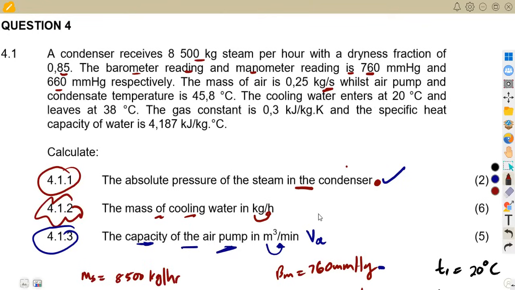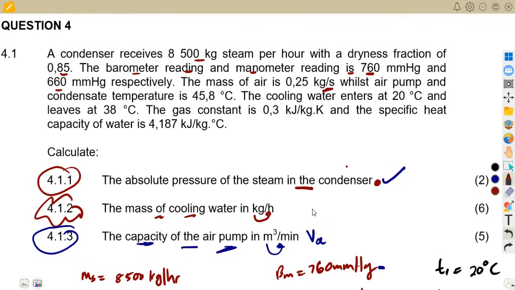So that is how they can separate a question on condensers. If they want to ask you about the mass of cooling water only, or they want to ask you about the capacity of air on its own. But these are the questions that you are supposed to expect whenever you are dealing with a condenser.